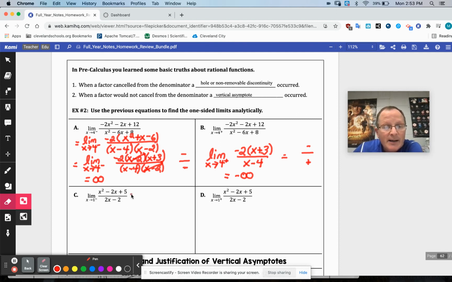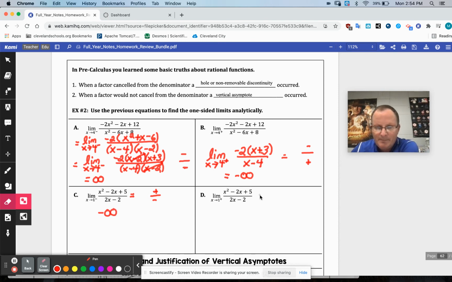If I substitute something close to 1, then on top this would be close to 1 minus close to 2, which is close to -1, plus 5, which is going to be positive. And on the bottom, if I'm substituting something very close to 1 from the left, like 0.9, then 0.9 times 2 is less than 2, subtract 2, it's negative. So this one's going to be heading down, negative infinity.